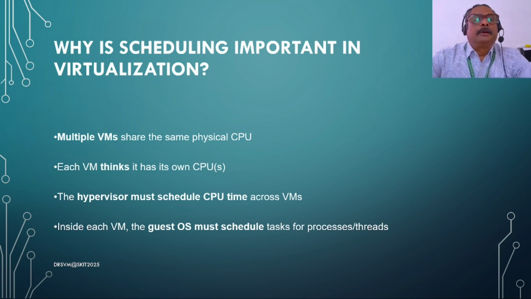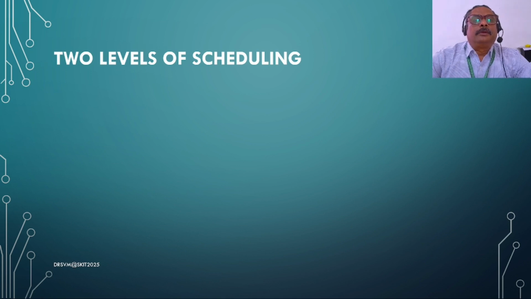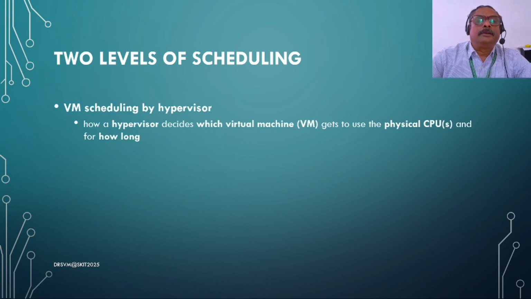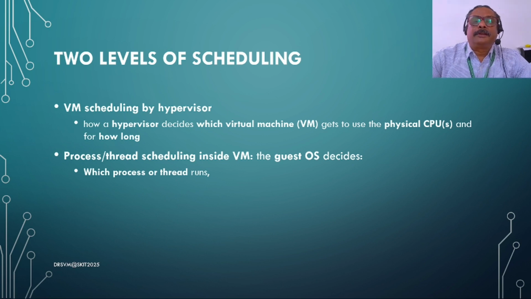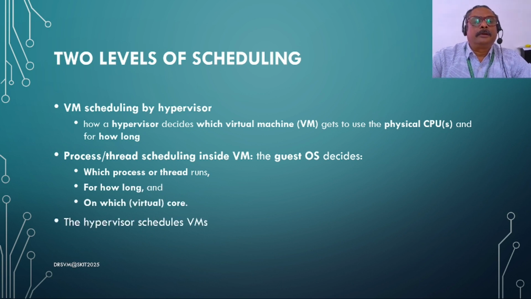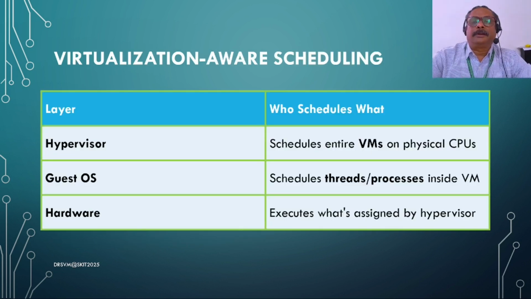So then we have two levels of scheduling: the virtual machine scheduling by the hypervisor, and process or thread scheduling inside the virtual machine. So that's what we have seen now. The hypervisor schedules the virtual machines, and the guest operating system schedules the tasks inside that. The hypervisor schedules entire VMs on the physical CPUs. The guest operating system schedules threads or processes inside that virtual machine, and the hardware executes what is assigned by the hypervisor. It doesn't know anything about the guest operating system.